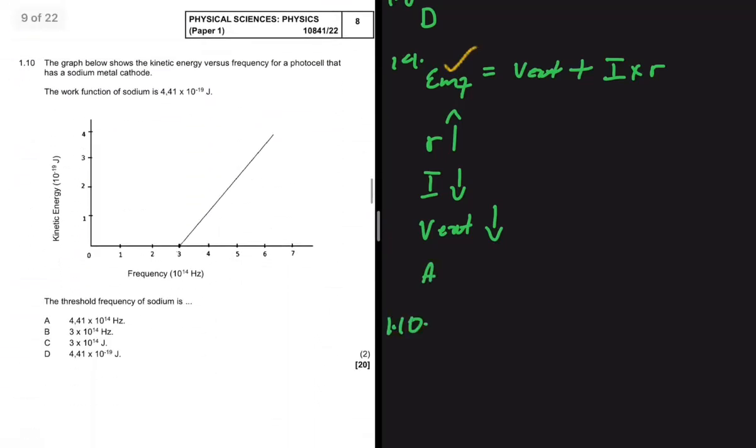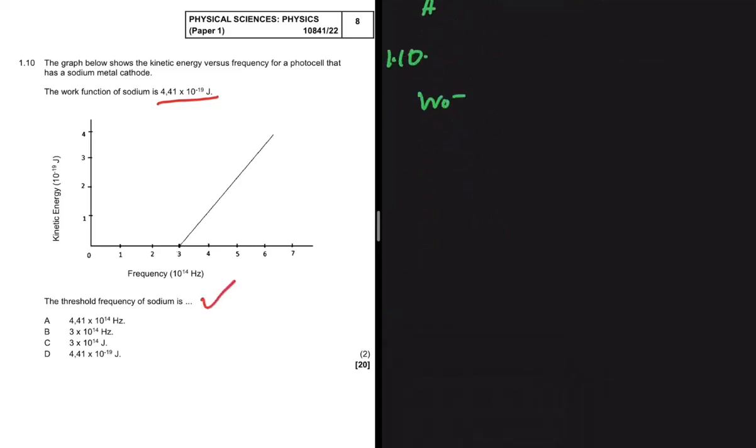And 1.10, this question actually doesn't make sense. The diagram below shows the kinetic energy versus frequency of a photocell that has a sodium metal cathode. The work function of sodium is 4.41 times 10 to the minus 19 joules. Let's just stay there. The question is saying the threshold frequency of sodium is, so we are given the work function, which is equal to Planck's constant multiplied by threshold frequency. So the threshold frequency should just be work function divided by Planck's constant, right?